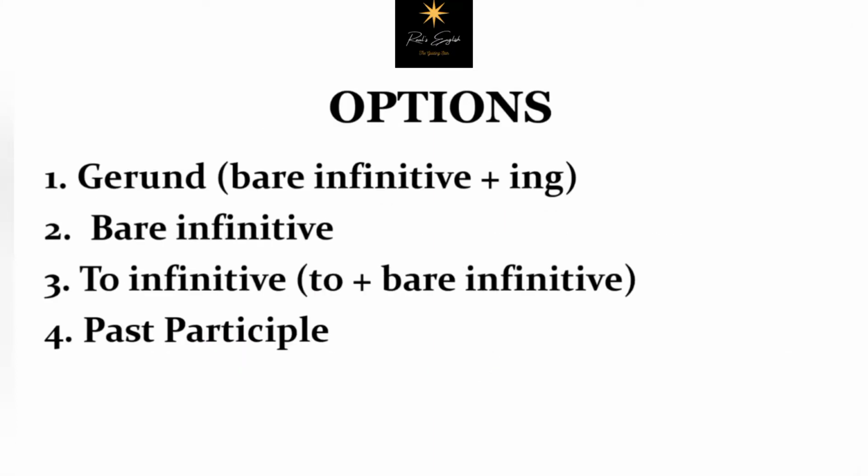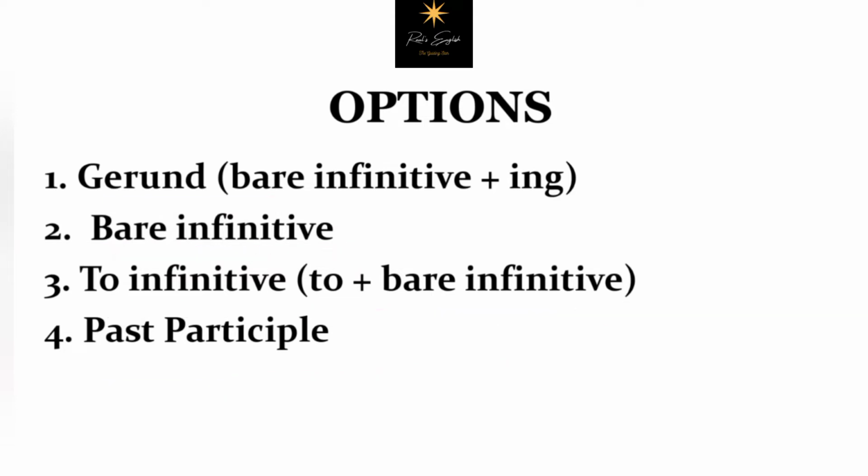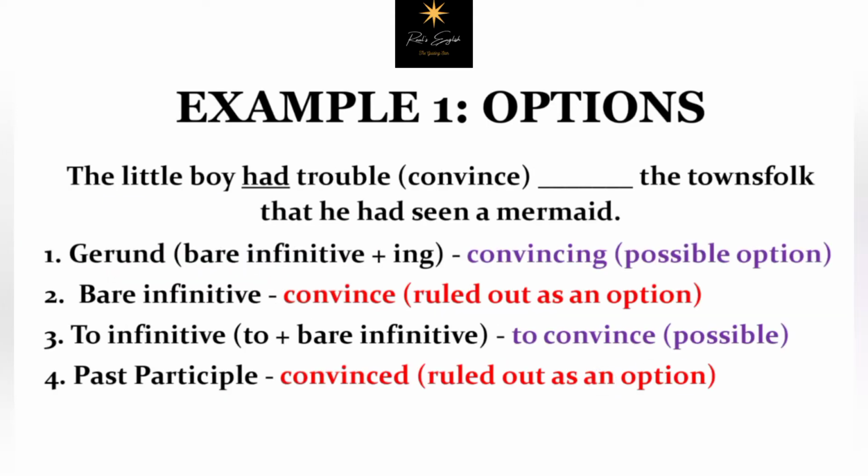So what can we do with these clues? Either we can use them as gerunds, or we can use them as bare infinitives, to infinitives, or as past participles. So let's see what our best option is. Right. Number 1, example. The options are: the little boy had trouble, then convince the townsfolk that he had seen a mermaid. So these are 4 options.